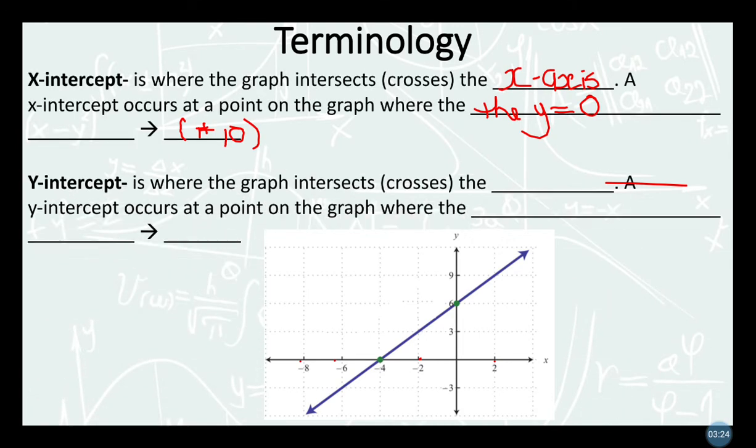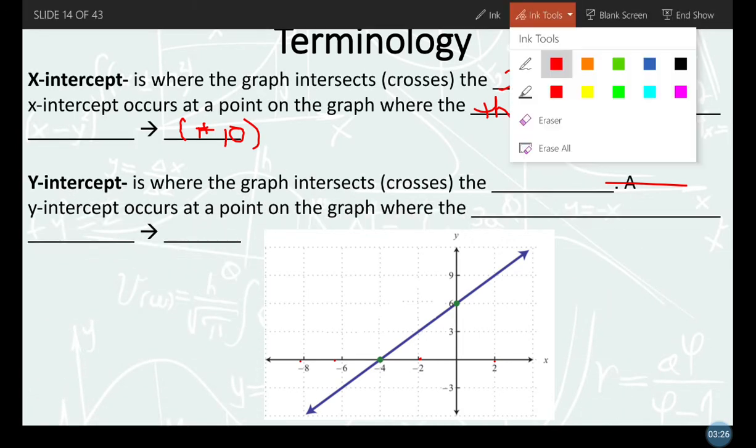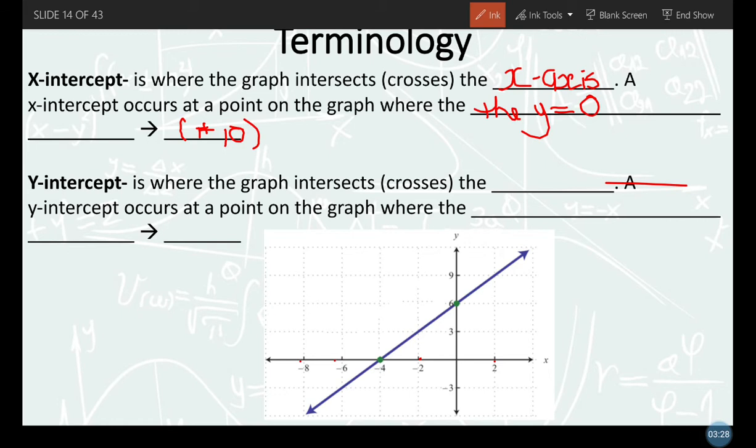Okay, so then the y-intercept. The y-intercept is where the graph crosses the y-axis, like we have just said. A y-intercept occurs at a point on the graph where the x value is equal to 0. And so y-intercepts always occur at points of (0, some number). Any point along that y-axis will give you your y-intercept.